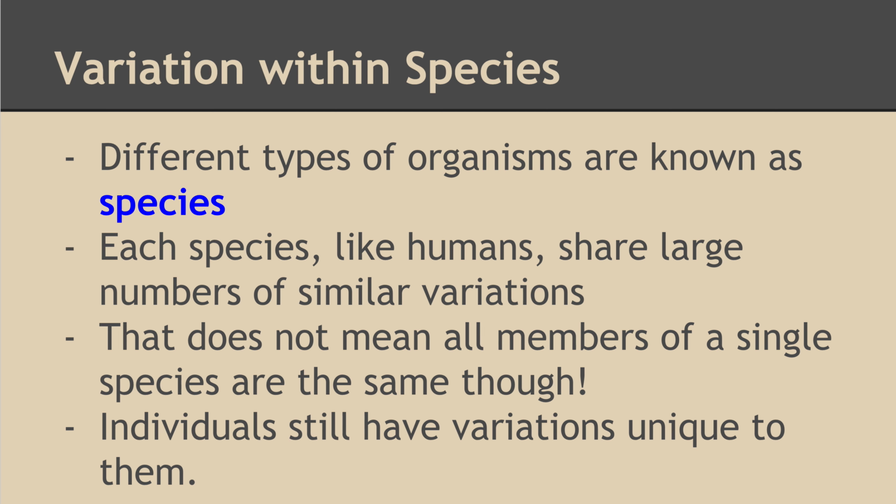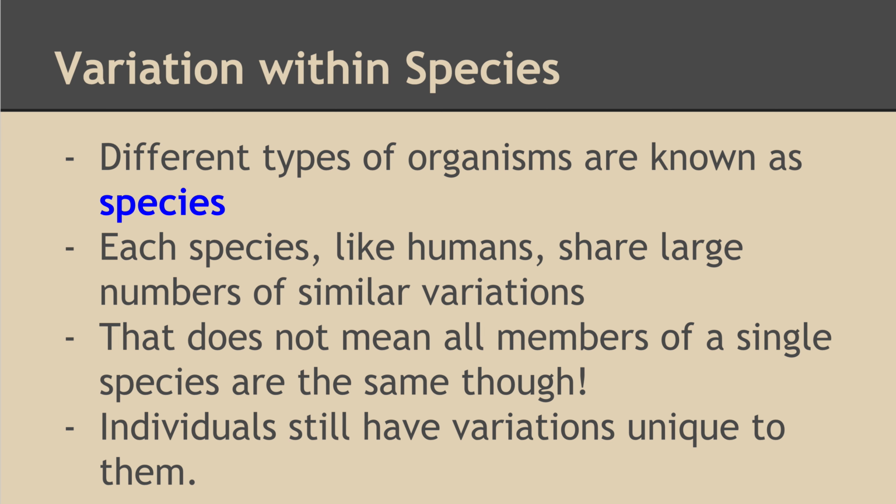Different types of organisms are known as species. Humans are a species, Homo sapiens. Gray wolves are a species. Domesticated cats are a species. Fir trees are a species. Cockroaches. There are many different types of species. So each species, though, shares a large number of similar variations.